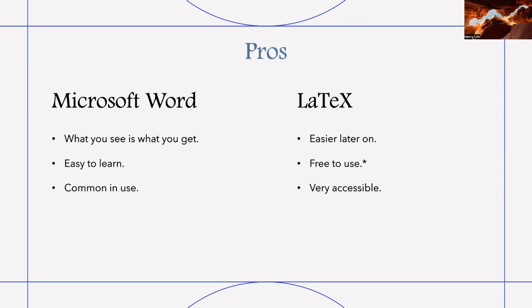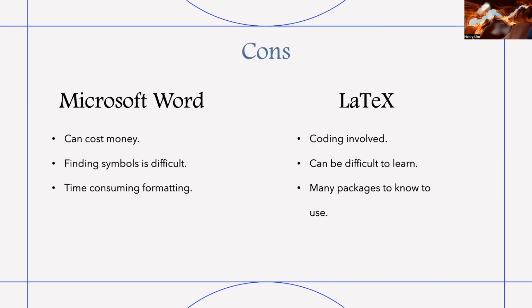But now for the cons. Microsoft Word, it can cost money quite a bit. And also with making equations, writing those equations can be quite difficult because sometimes you might need certain symbols, and that can involve having to look through their vast amount of symbols, scrolling through it, and that can take quite a bit of time and be quite inconvenient for some.